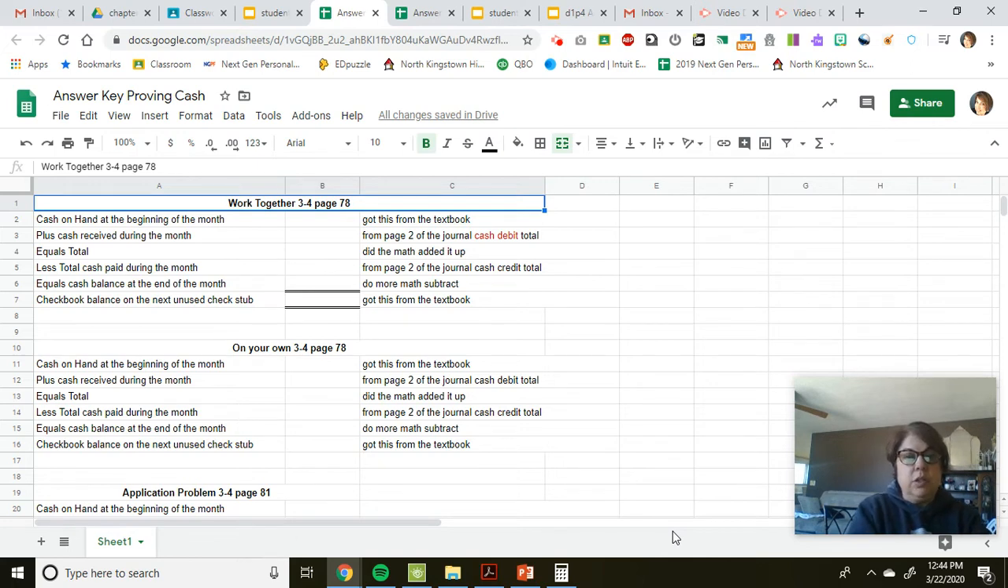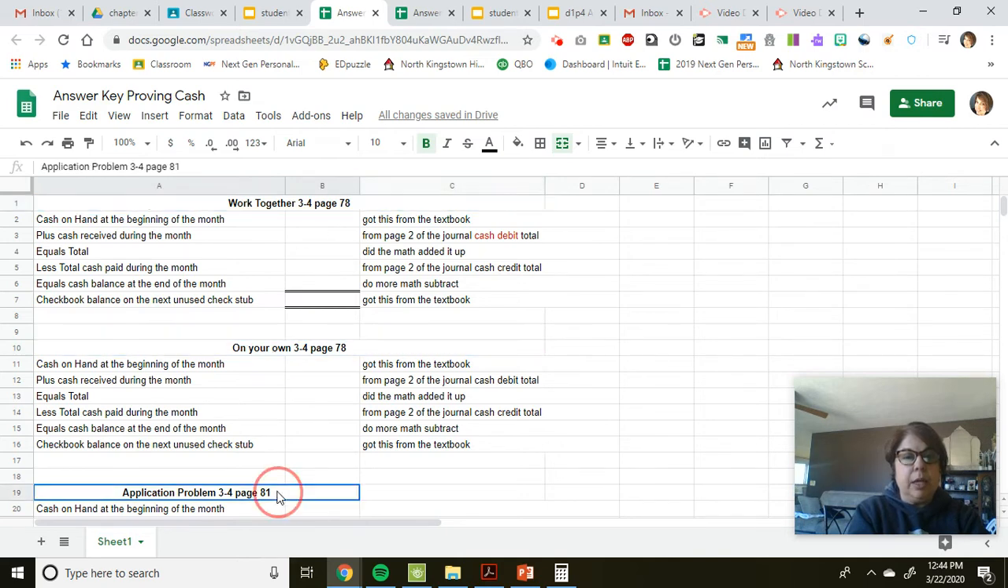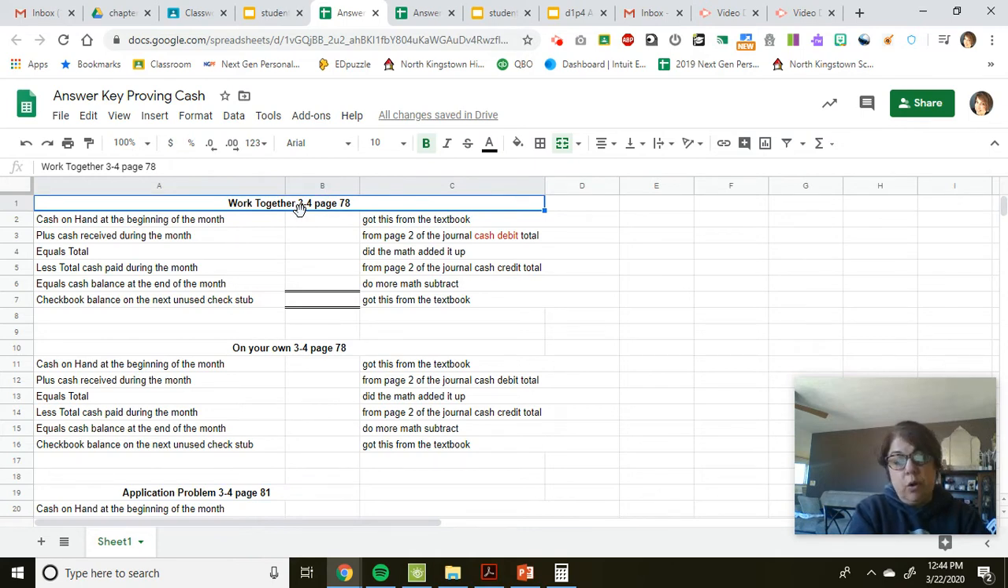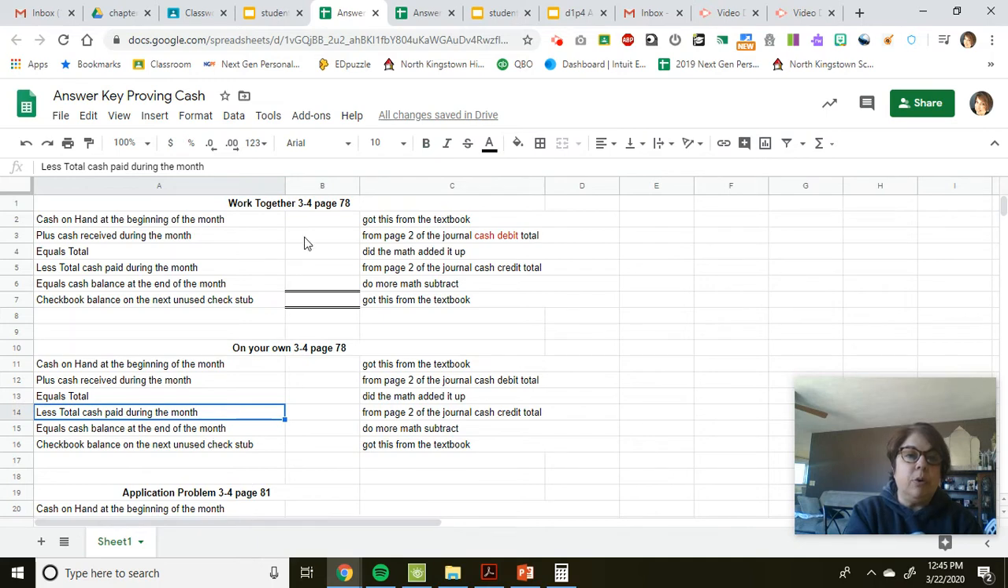I want to focus on just the stuff for the work together, and this spreadsheet actually has the on your own and the application problem. You will need your spreadsheets, the journals for chapter 3. So when you're looking in Google Classroom, go find those chapter 3 problems and open up the work together. I'll demo the work together. You'll be responsible for the on your own and the application problem.